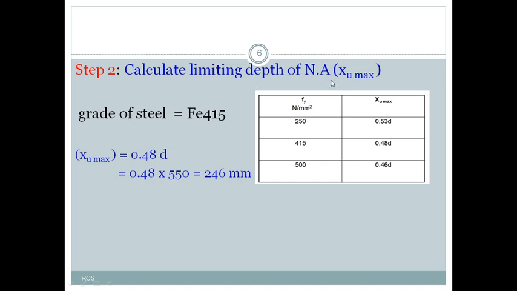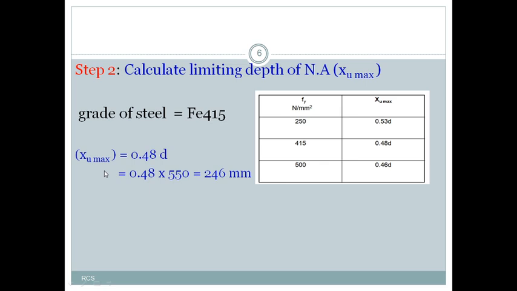So this limiting depth of neutral axis depends upon the grade of steel. The given grade of steel is Fe415, and corresponding to Fe415 the limiting depth of neutral axis is 0.48D. This table will be available in your IS 456 2000. From there I have copied this table, right? For Fe415, that is 0.48D. Here D is the effective depth.